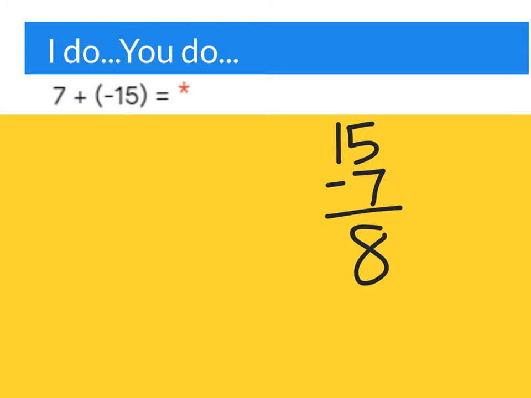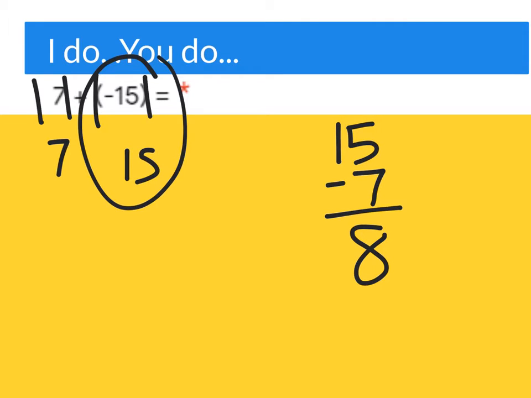And then we look back and see which one had a larger absolute value. The absolute value of 7 is 7. The absolute value of negative 15 is 15. So this one had a bigger absolute value. We use that sign. The answer is negative 8.